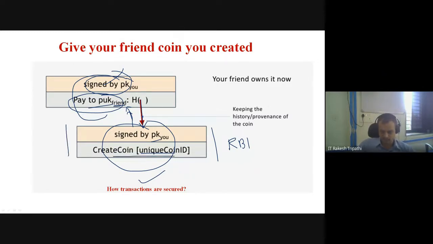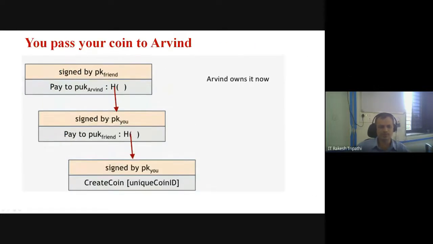So how do you know that this is authentic money? Because it has a unique sequence number and it is signed by RBI. Likewise, an RBI note has the signature of the RBI governor. Here it is digitally created, a unique ID is created and signed by RBI, and this is given to the next person, his friend. His friend can give this money to his friend Arvind, signing with his private key. And anybody can verify with his public key.